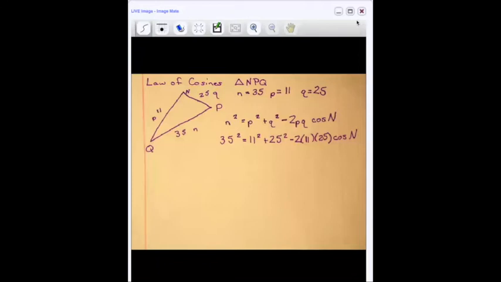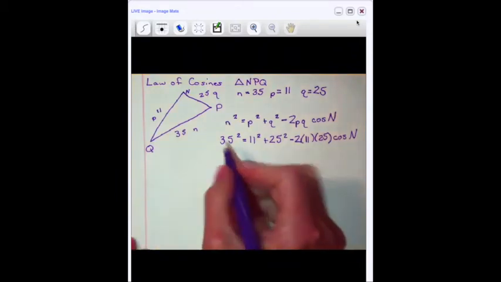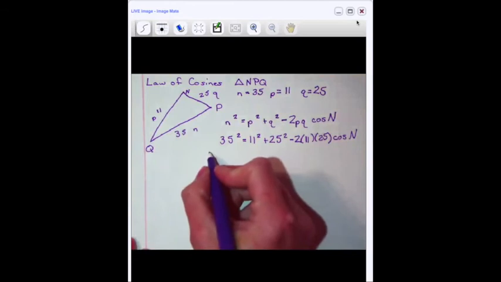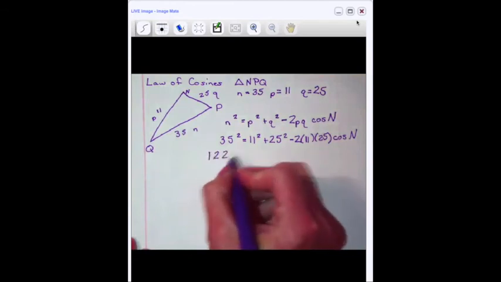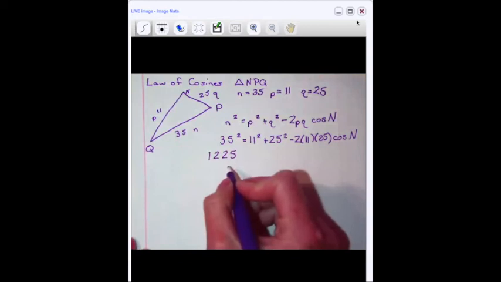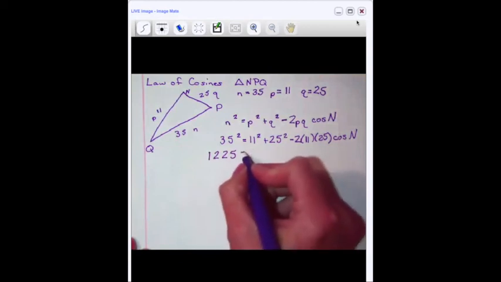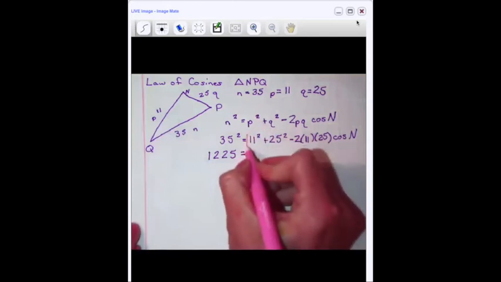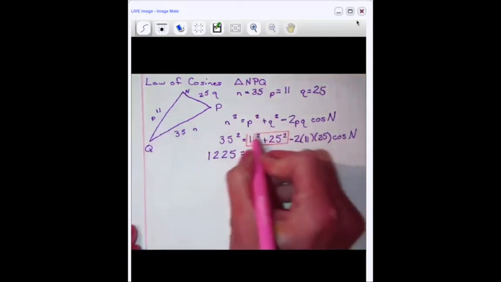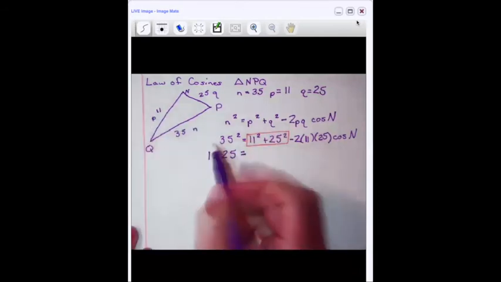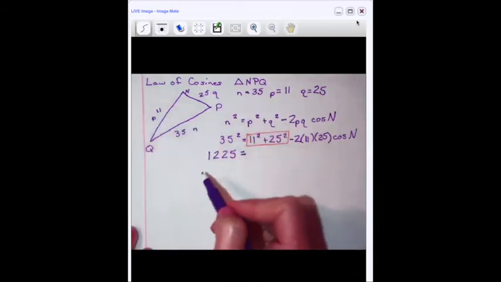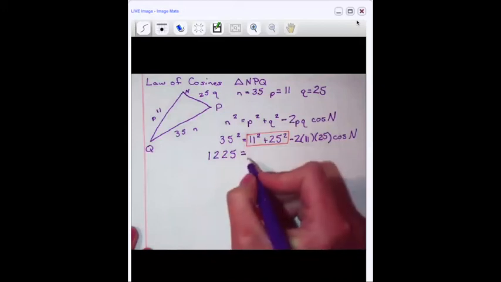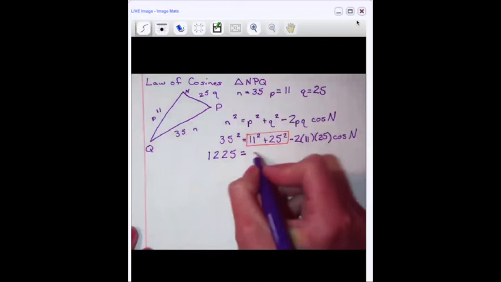So from here, we have to be really careful about what order we simplify things in. Obviously, we can go ahead and square these pieces. So this will be 1225. And I'm going to go ahead and combine 2 parts at once. So I'm allowed to add these two together. You could do this in two separate steps, but 11 squared plus 25 squared, we can put those together at one time. So this is going to be 746.